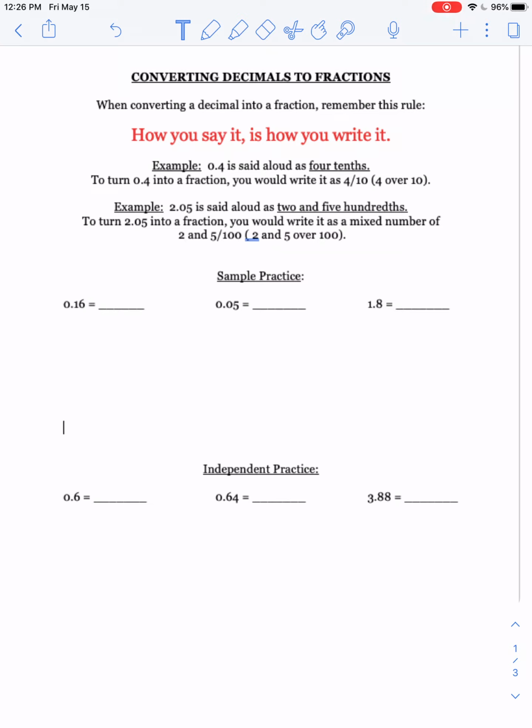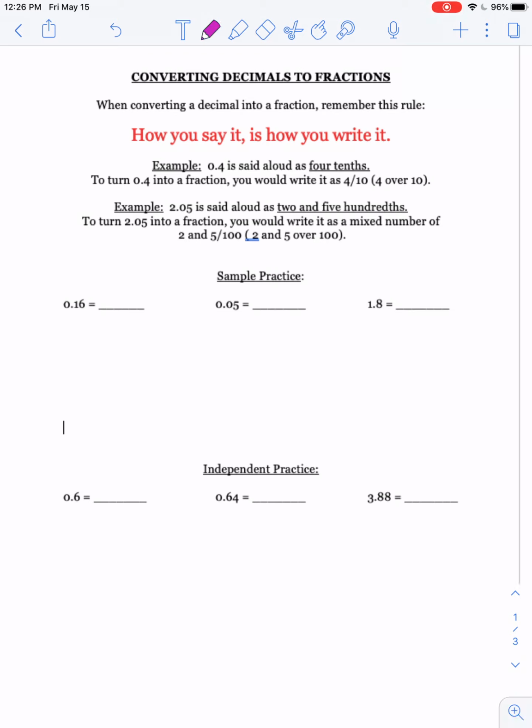So hopefully you have gone onto our Canvas page and looked at the lesson preview video, which is just a short overview. Then make sure you have gone into the upload and have uploaded the converting decimals to fractions notes page so that you can take notes while you are watching this video.